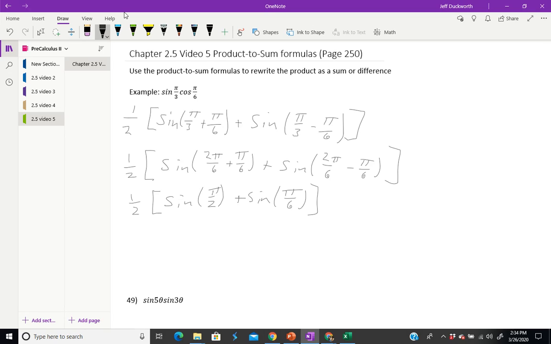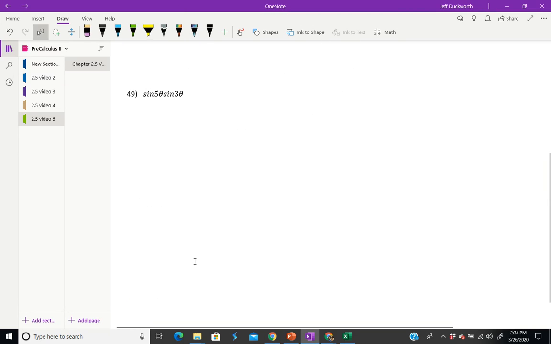And we have fulfilled the question. So we now have it written as a sum or difference. In this case, it is a sum. If you prefer, you can distribute the 1/2 through, but I'm not going to do that. So let's scroll down. Let's take care of this next one here.